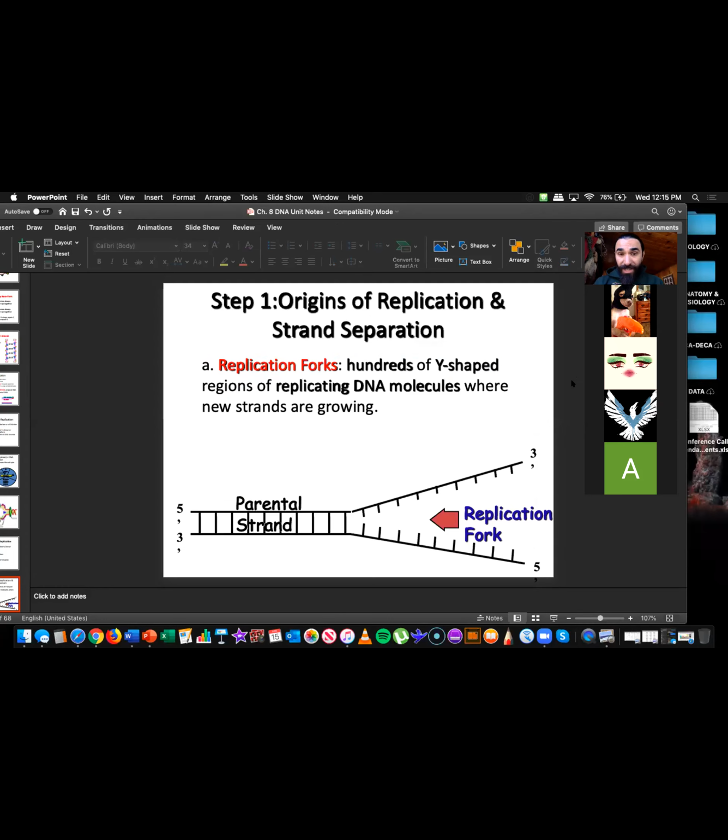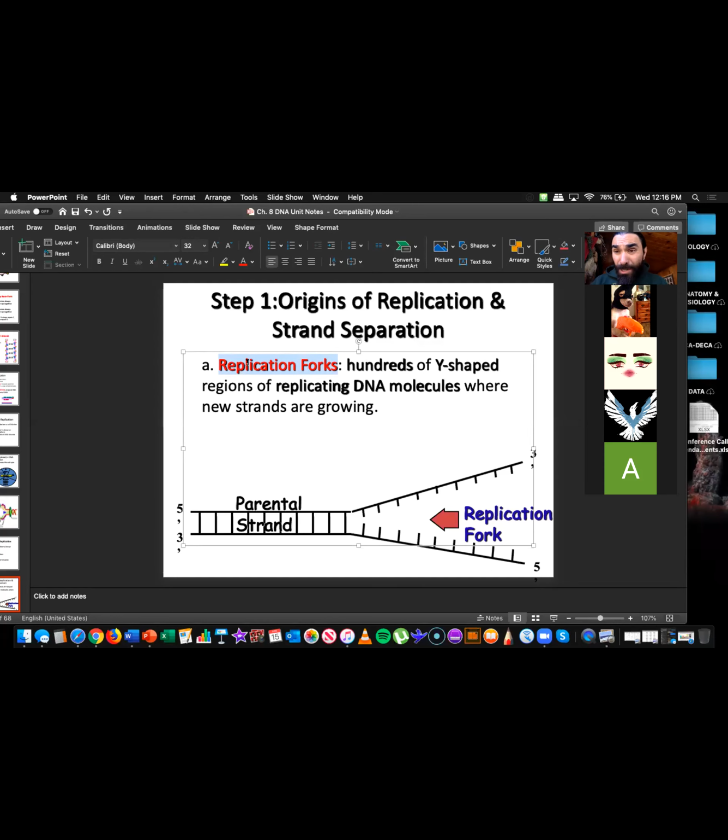Now, before you freak out about all the words, let me just explain. It's exactly what we just looked at in the previous drawing. What's happening here is the parental strand is unzipping. The parental strand is unzipping. So the unzipping has a name. It's called a replication fork.